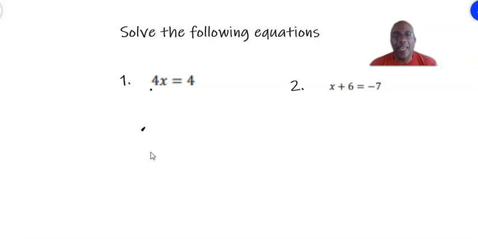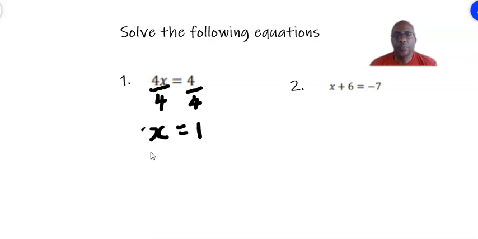So if I divide by 4 on the left side, I must also divide by 4 on the right side. So on the left side, the 4's will cancel out, x will remain, and on the right side, 4 divided by 4 equals 1. And that is the answer. We have solved the equation.